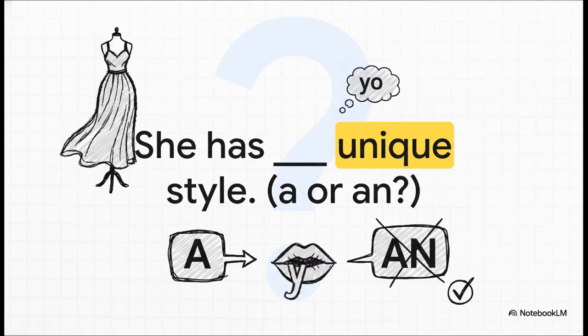And let's do one more. She has a unique style. So the word starts with the letter U, which is a vowel. But hold on, what's the sound? It's yoo-neek. That's that same y consonant sound we heard in university. Because it starts with a consonant sound, the correct answer is a unique style. So how did you do? Getting the hang of it?